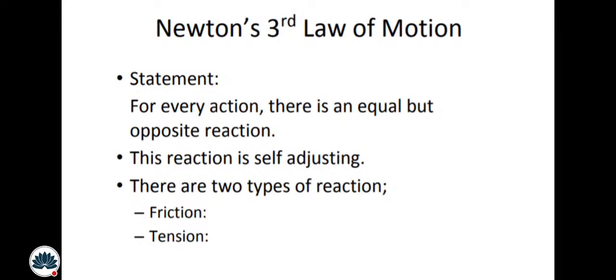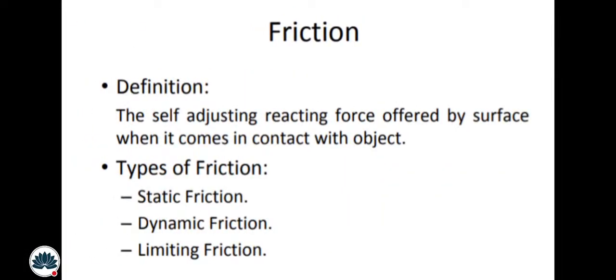Meanwhile, if I have taken a book on the table, whatever force is applied by the book on the table is equal to the force applied on the book by the table. These are both opposite. This reaction is self-adjusting. There are two types of reaction, friction and tension. The self-adjusting reacting force offered by a surface when it comes in contact with an object is called friction.